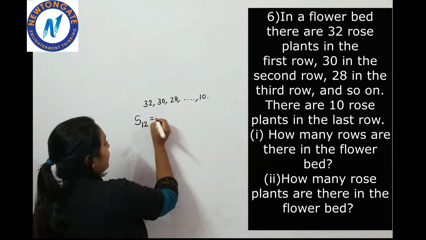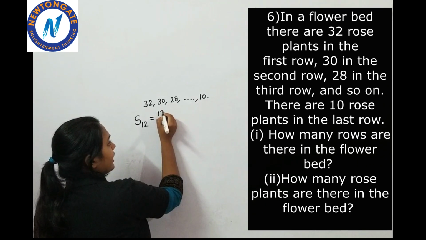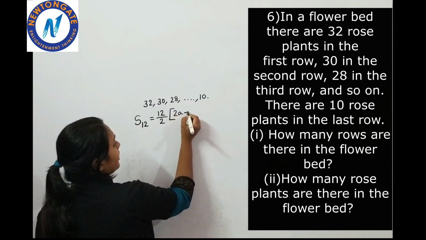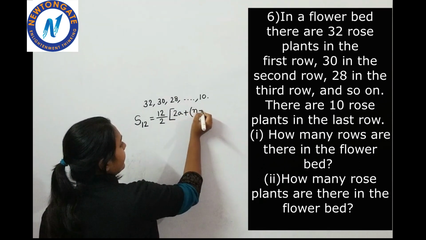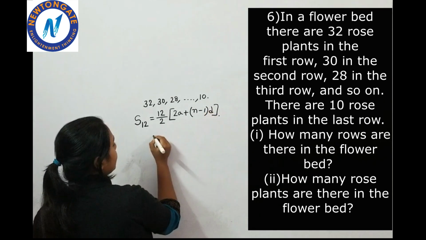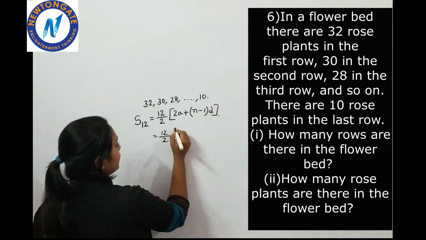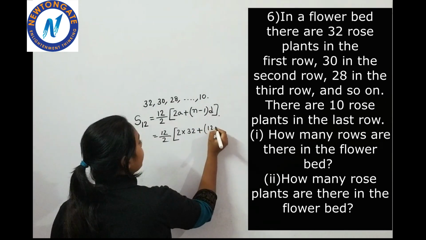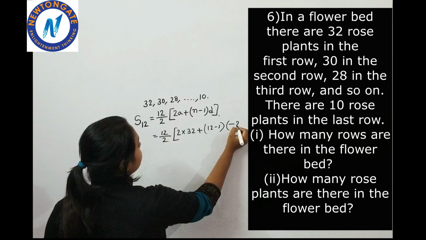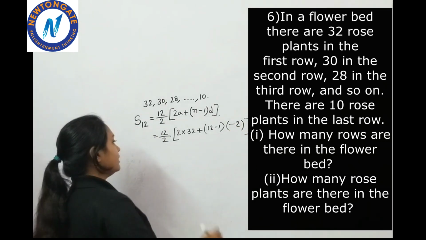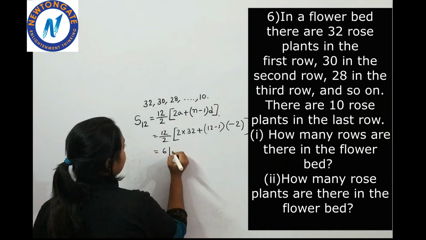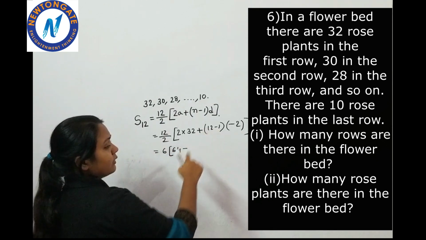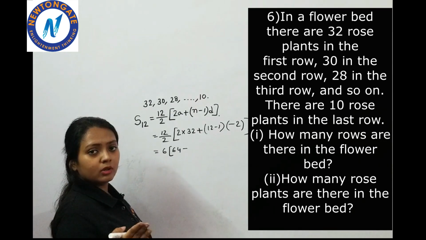Then what is the formula? Sn equals n by 2 into (2a plus (n minus 1) into d), so 12 by 2 into 2a plus (n minus 1) into d. Here a is 32, n is 12 minus 1, and d is minus 2. Right? Then we get 6 into 64 minus, 12 minus 1 is 11, 11 into 2 is 22.